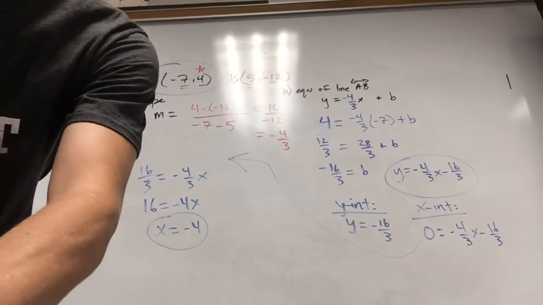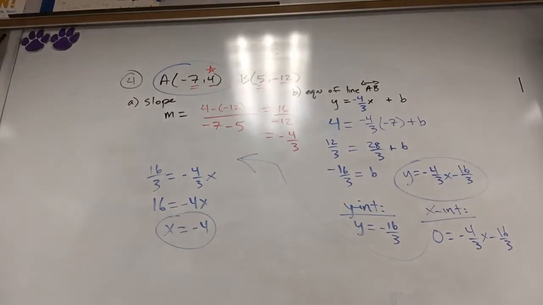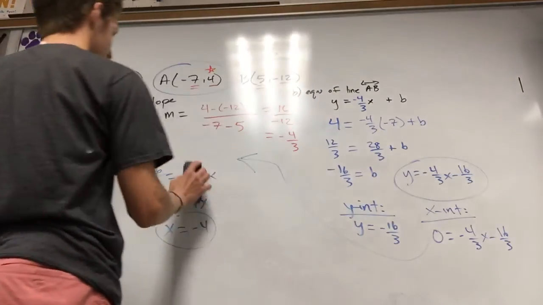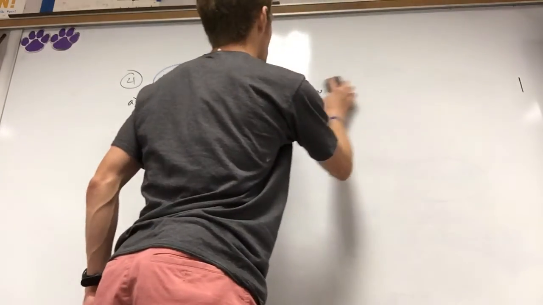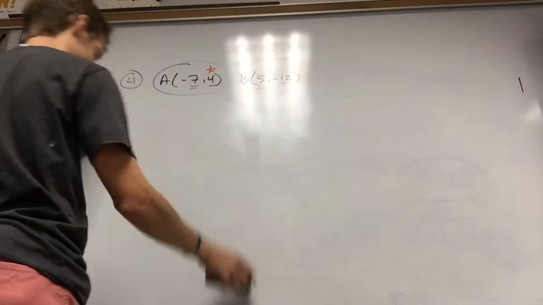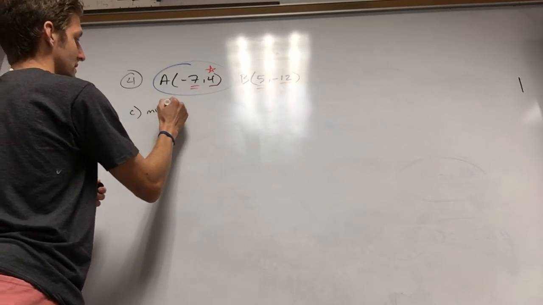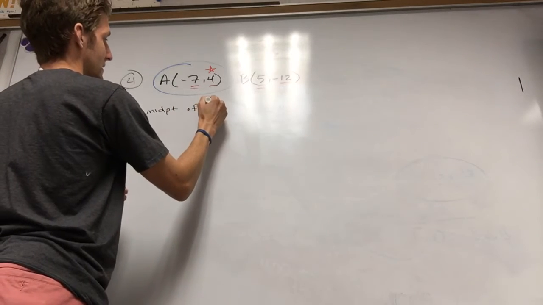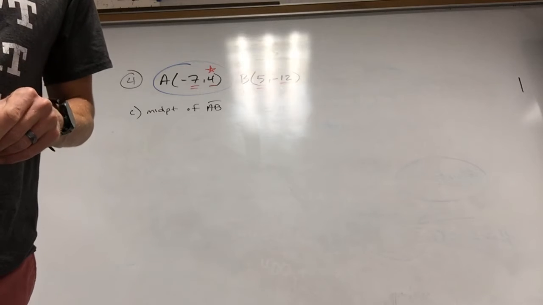Okay, on this next one here, let's take a look. C is find the midpoint of A, B. So it goes through those 2 points. Now, it has to be a line segment if there's going to be a middle.